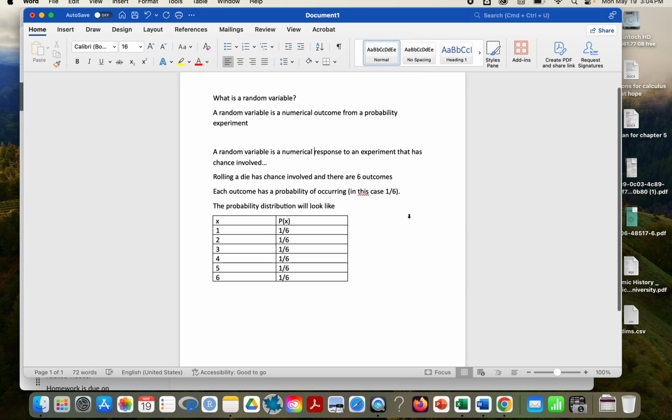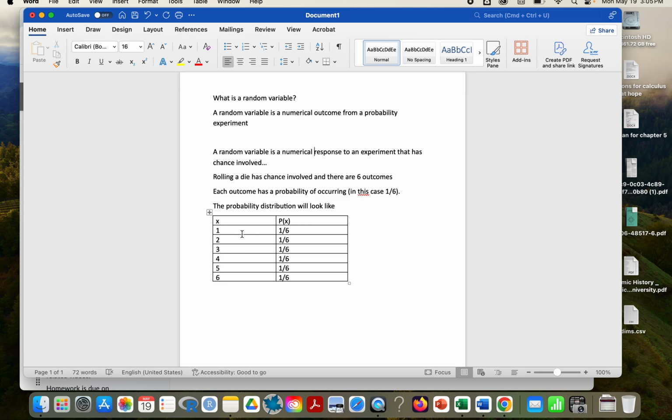So for instance, rolling a die has chance involved, and there are 6 outcomes. And if you look at this table here, you'll see that this is actually a probability distribution. We talked about this in a previous video, but in a probability distribution each of the probabilities is between 0 and 1. Could include 0, could include 1, but none of these do. And if you add all these up, you're going to get 1. So 1/6 plus 1/6 plus 1/6 and so on is going to add to 1.